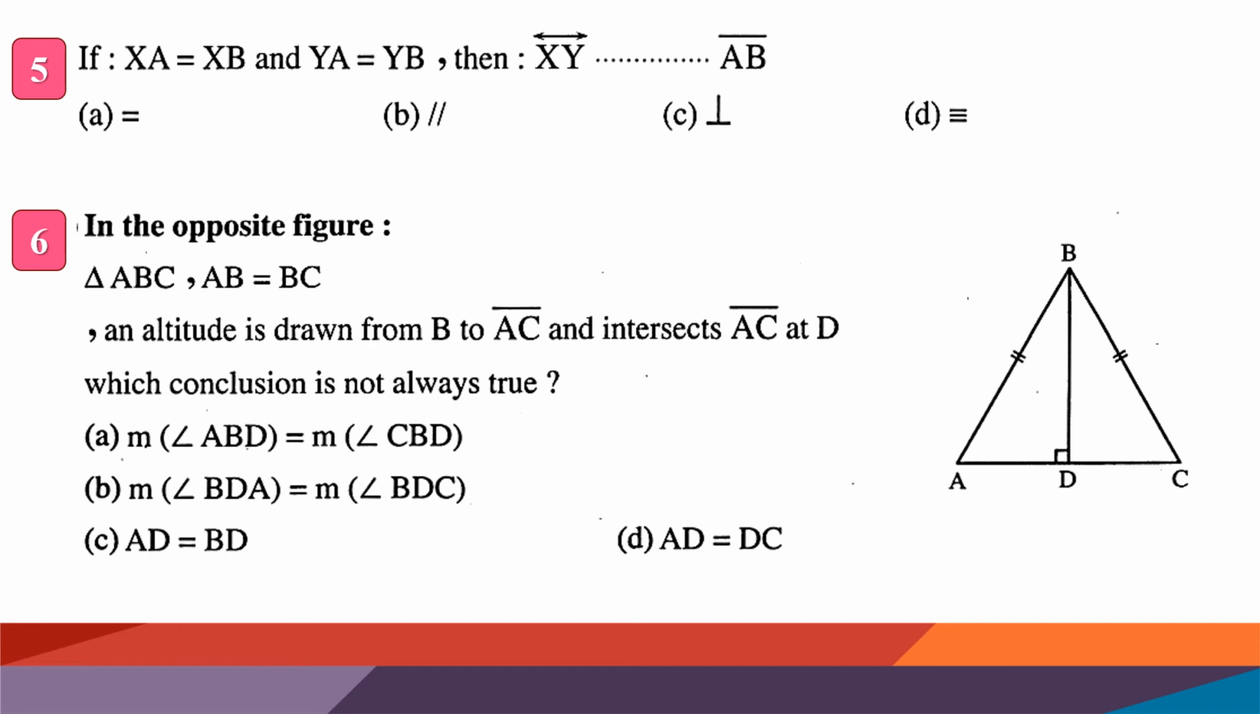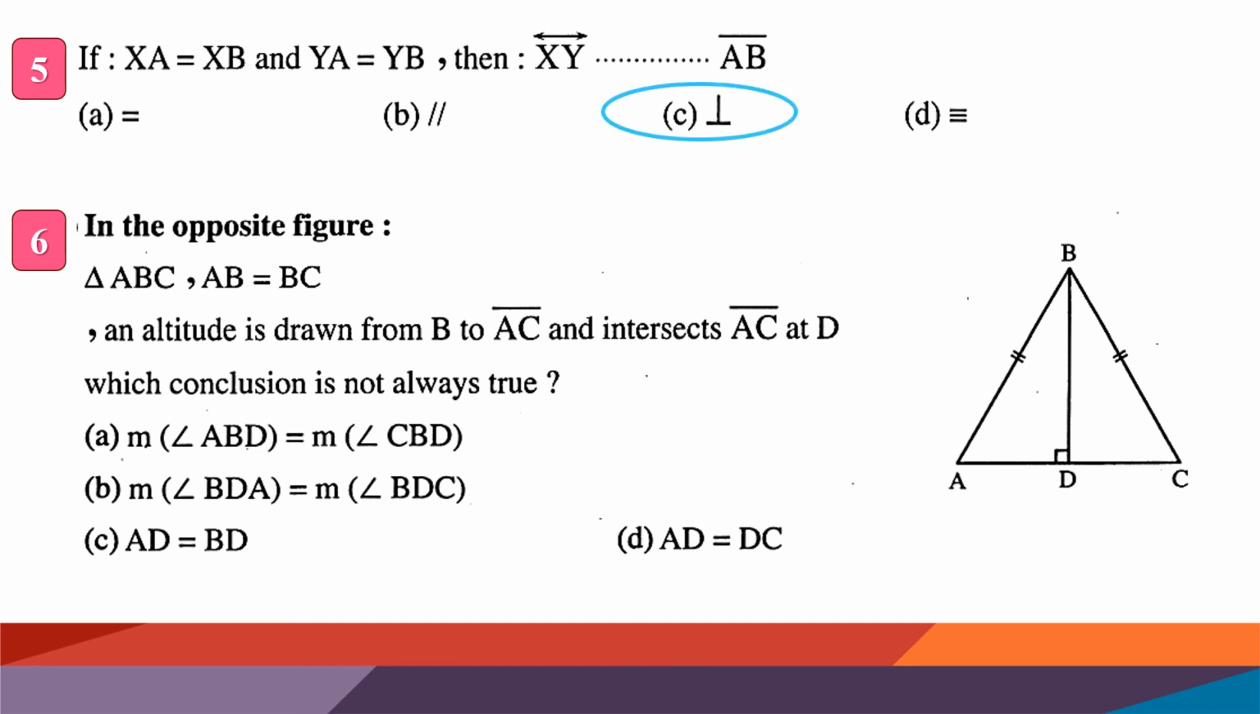Number 5, if XA equal to XB and YA equal to YB, then XY as a straight line and AB as a line segment. So XY is perpendicular to AB as a line segment.